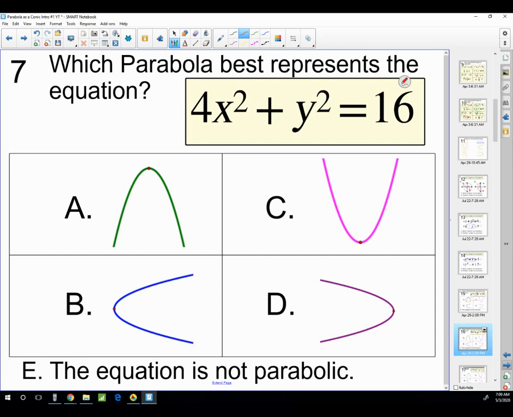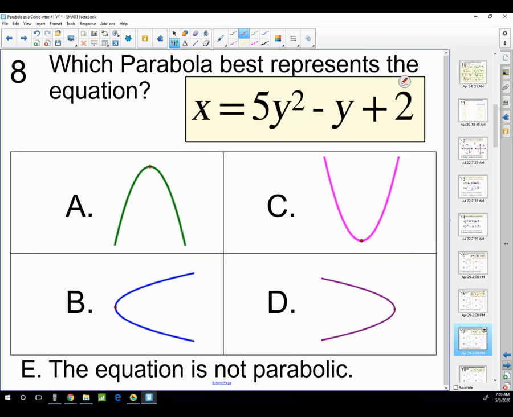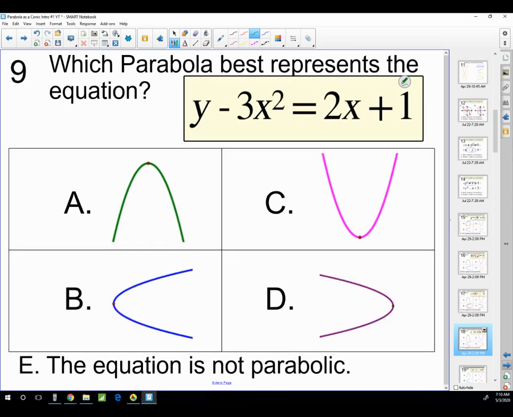See if you can identify the answer. It is E. That is not a parabola because both variables are squared. You've got to look for that. Number 8. All right. The answer is B. It's not a function because y is squared. The lead coefficient is positive, so it will open to the right. If it were negative, it'd open to the left, kind of like up, down.